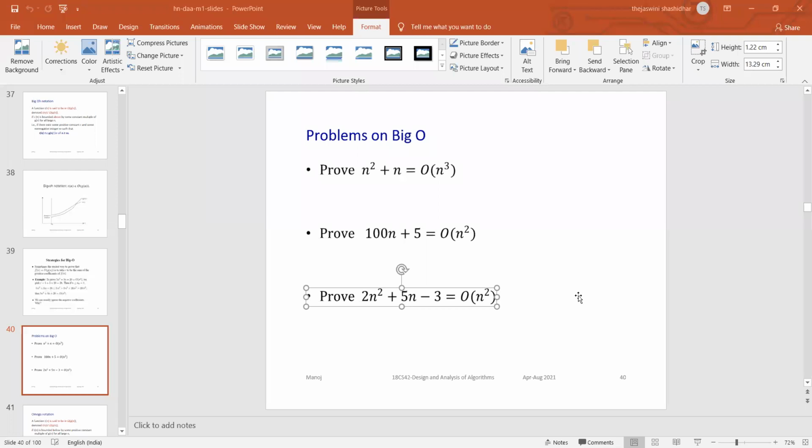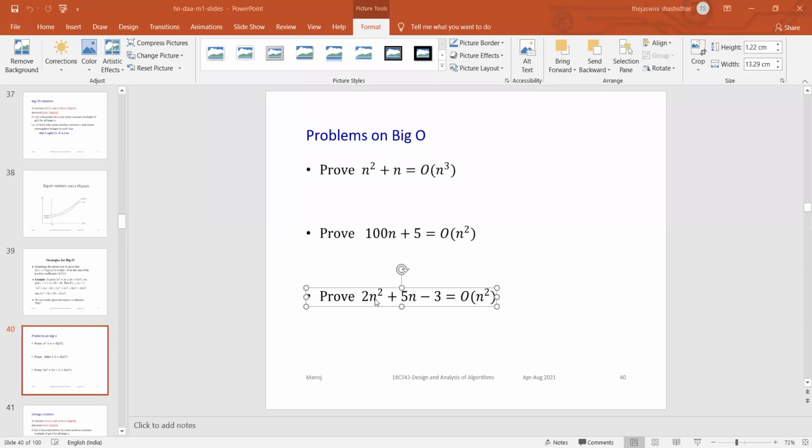So 2n square plus 5n minus 3 is equal to big O of n square. And anybody can tell. So 2n square plus 5n minus 3 is less than or equal to 2n square plus 5n square. It's already 2n square here.